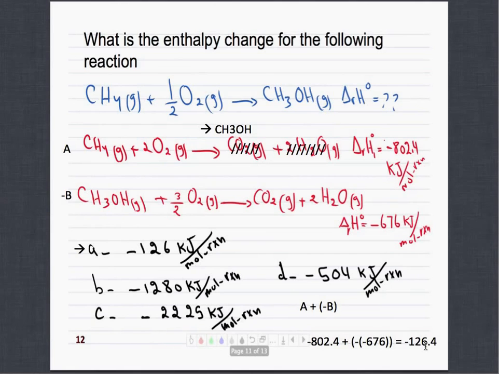So that implies I have to add those two numbers to get the answer. If I add those two numbers, 126 kilojoule per mole, and this is the delta H of the above reaction. Okay, let's do some more on this.